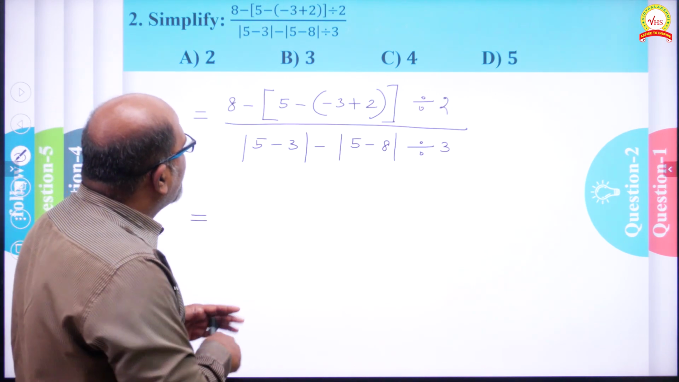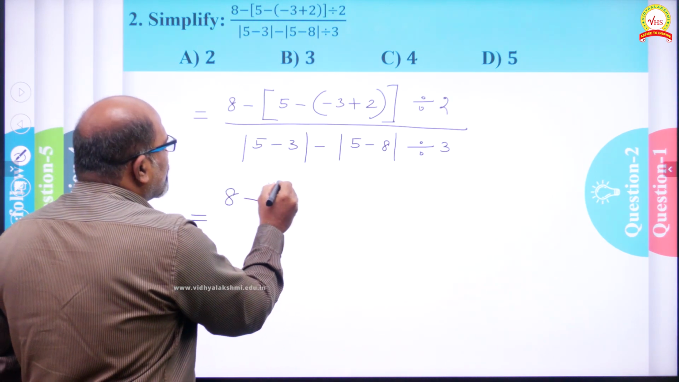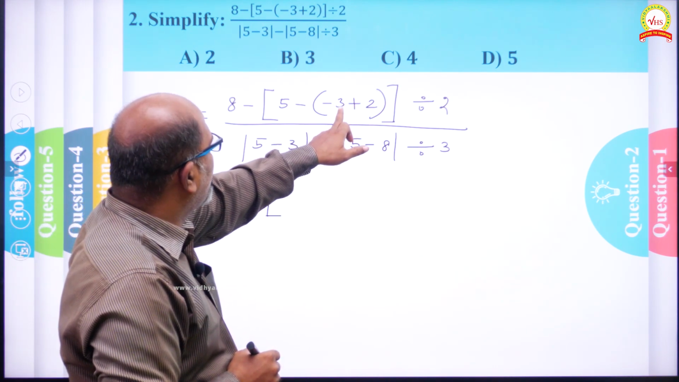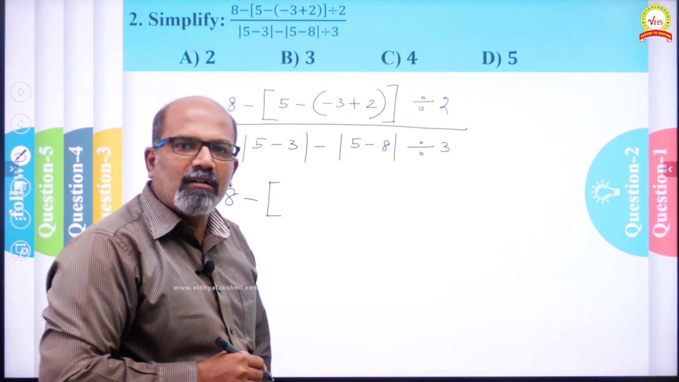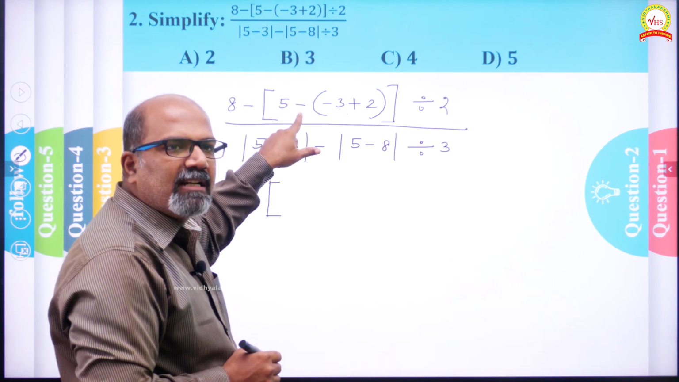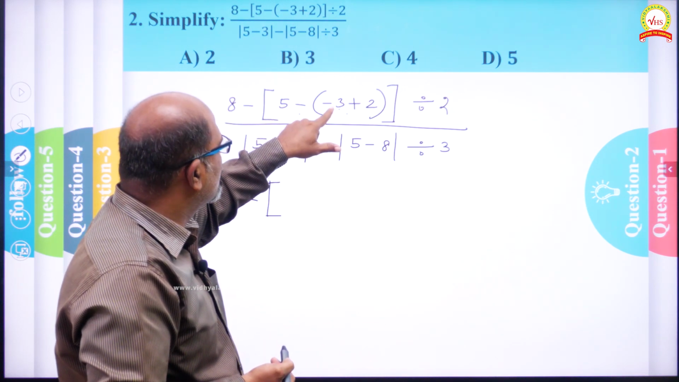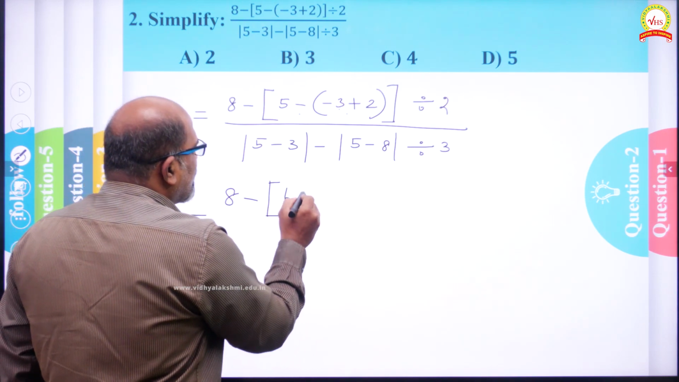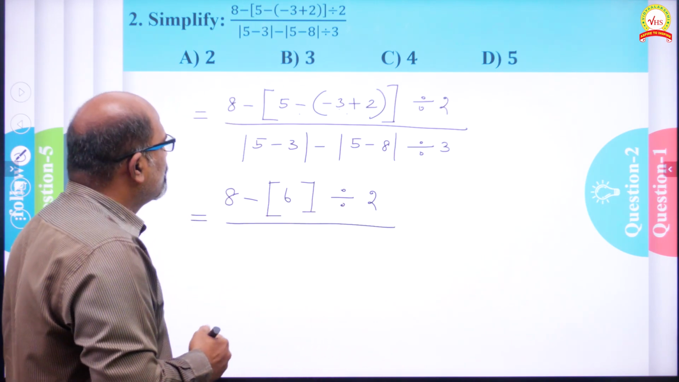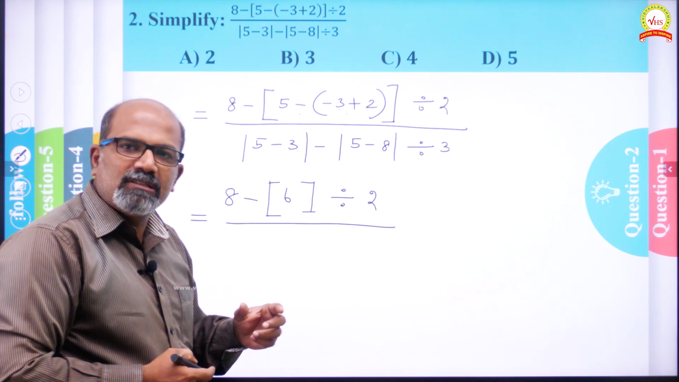First of all, I want to simplify the numbers which are inside the bracket. So 8 minus, and this is actually minus 3 plus 2. Minus 3 plus 2 you will have what? Minus 1. That minus 1 in turn, when it is multiplied with this minus, will become plus 1. Am I right? So plus 1. So 5 plus 1 is 6. So we are having 6 here. 6 divided by 2. The whole divided by 5 minus 3, 2. The absolute value of 2 is 2.